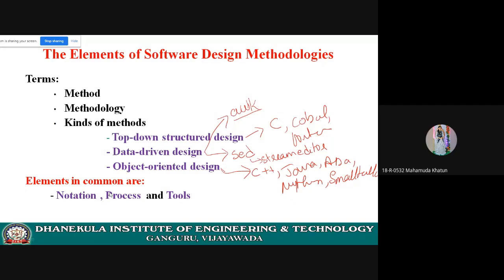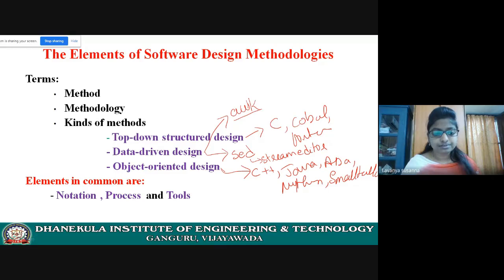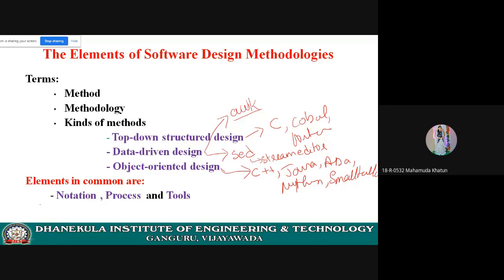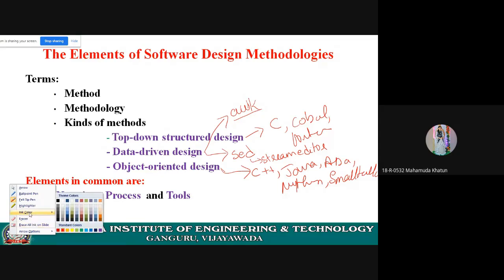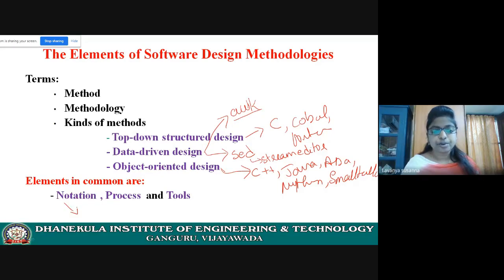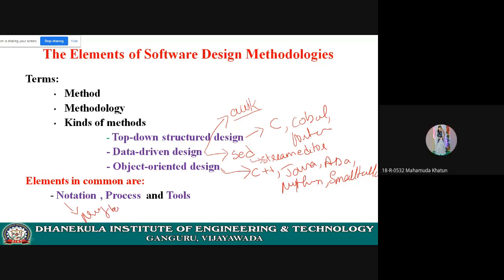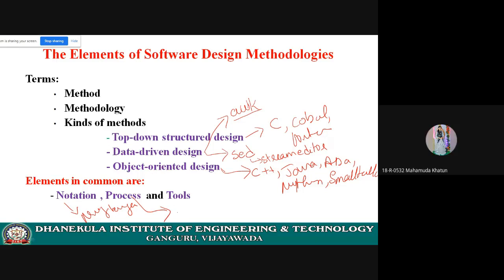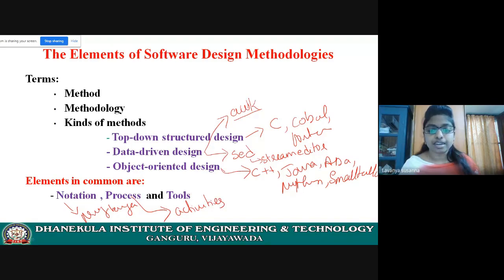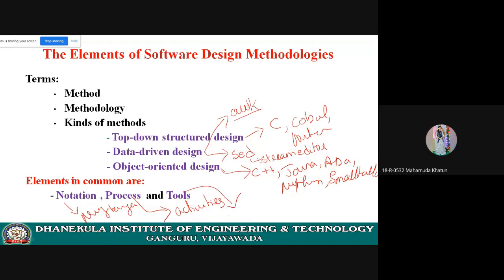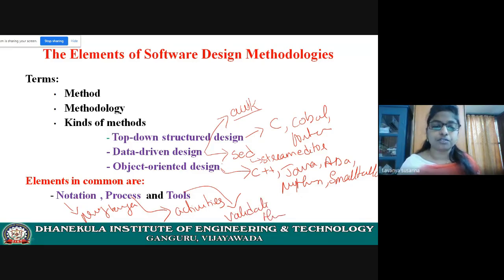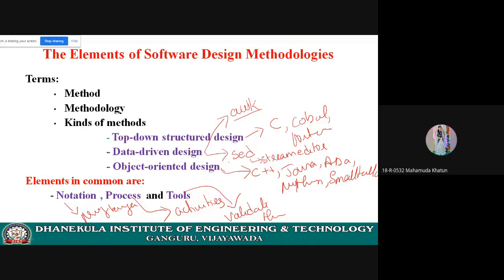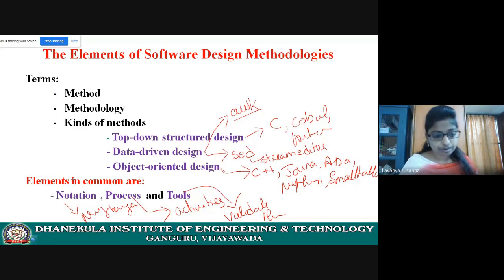32, ma'am. What is notation here? Programming language to express the model. Yes, very good. It is a programming language that is used to express the model. Next, process: activities used to construct the model. Next, tools: they validate the correctness of the software. If there are any errors and inconsistencies, they will be exposed. Okay, very good. Thank you.